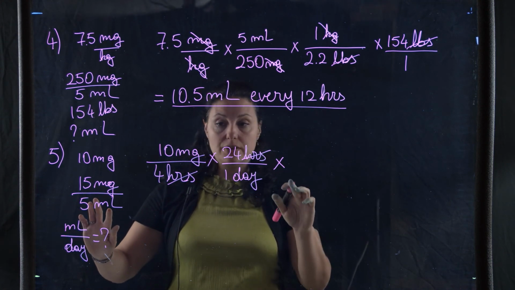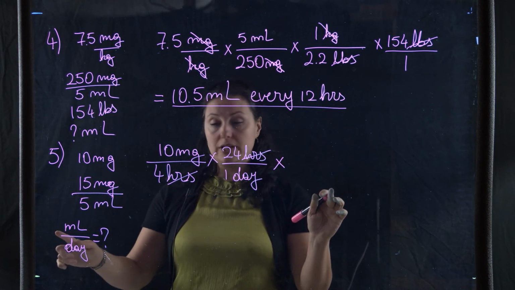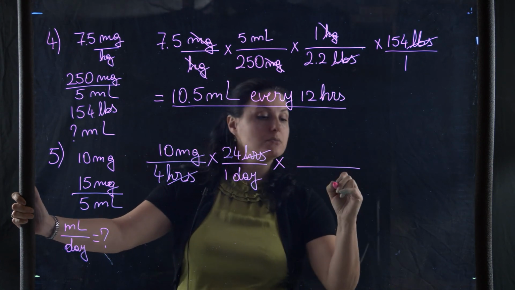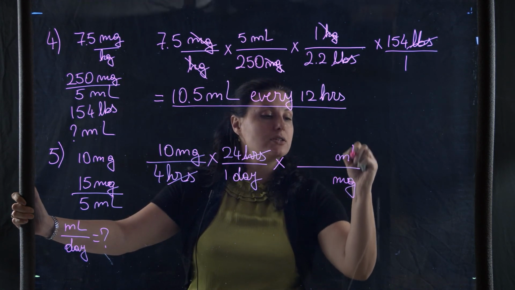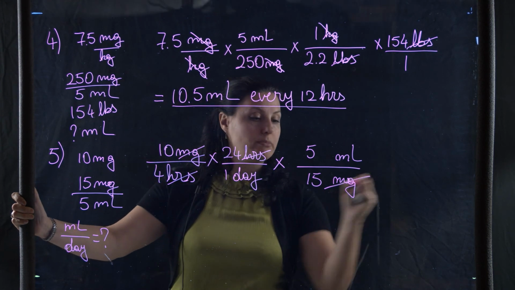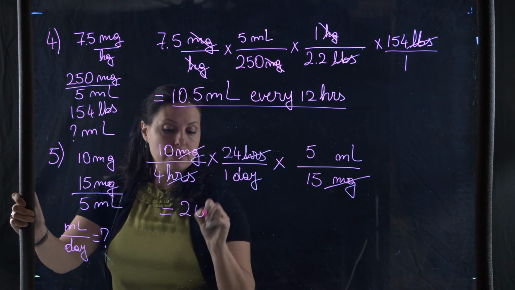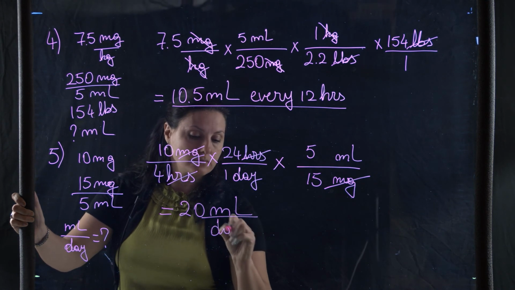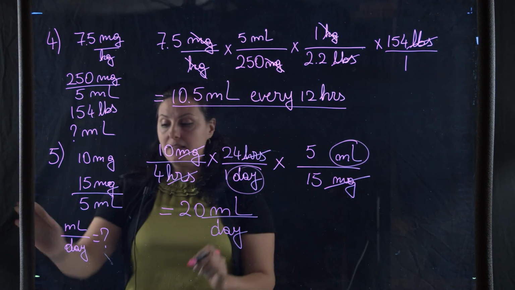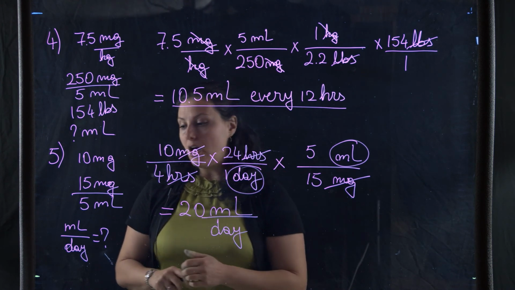Now, because it's got milliliters on the bottom and milligrams at the top, if I write it the way it is, I'll have milligrams squared over milliliters instead of milliliters per day. So I need to flip this so I have milligrams at the bottom so that they cancel, and milliliters at the top. This is 15, and this is 5. My milligrams here will cancel with my milligrams here. If you do all of this calculation, you should get 20 milliliters per day. So I'm left, after I canceled everything out, with milliliters per day, and that is what I needed. So this particular person is getting 20 milliliters per day of this drug.